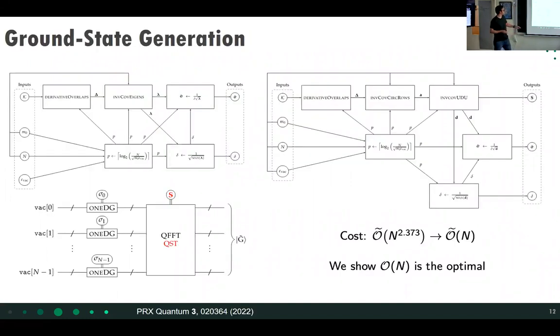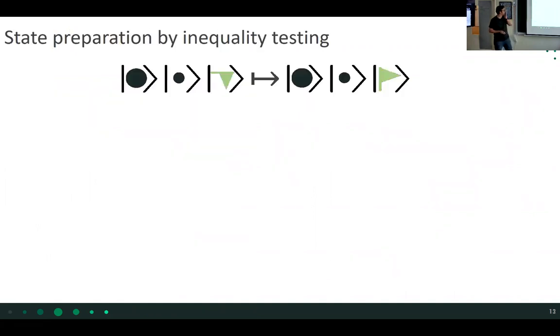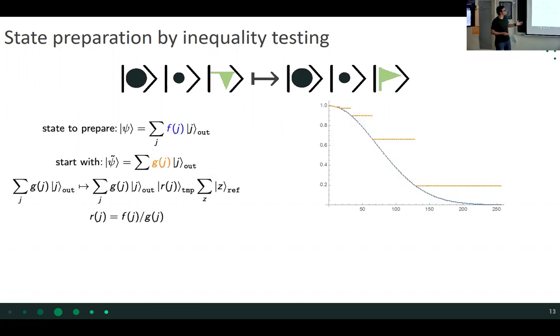So part of it is coming from generating the one-dimensional Gaussian state. The method that we use is a novel method for it, based on doing some inequality testing on a quantum computer. What we do is this kind of transformation where we have 3 registers here. The last register is one single qubit. It's the flag register, and the flag is up when the value of the first register is greater than the second one. Otherwise, it stays down. And we can do this in superposition on a quantum computer. This enables us to prepare some states much more efficiently than the standard methods.